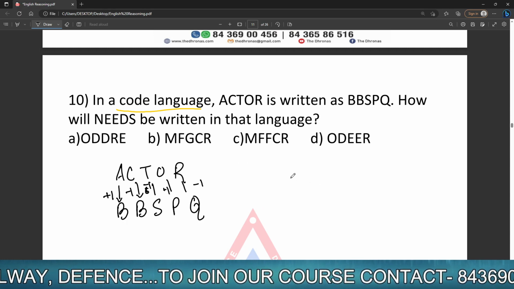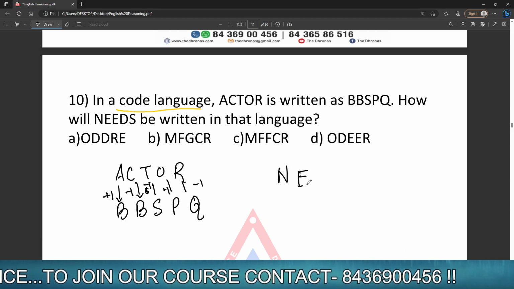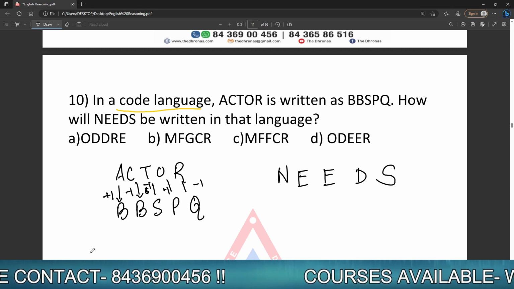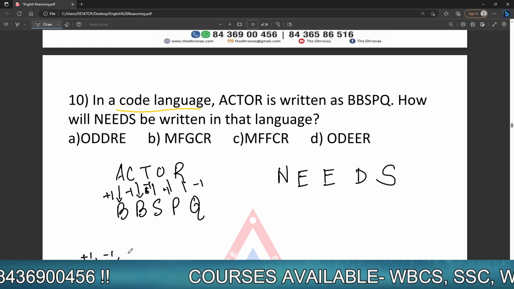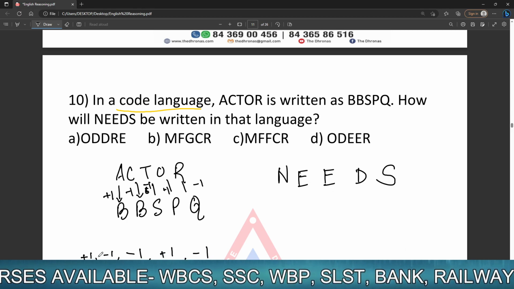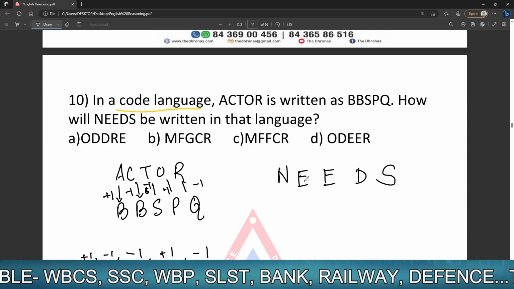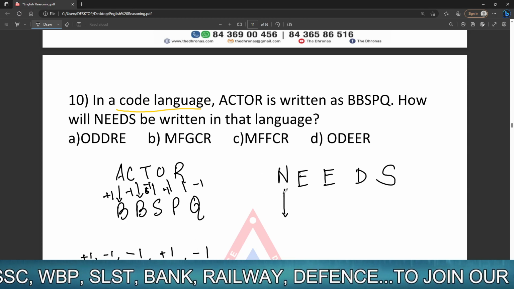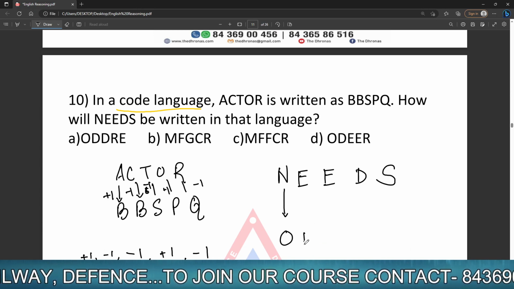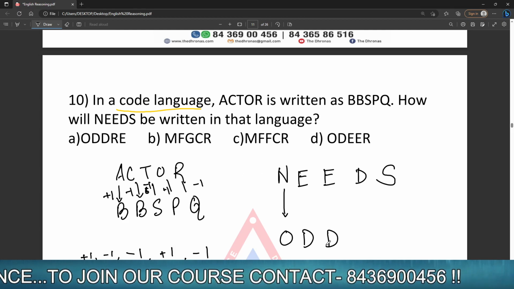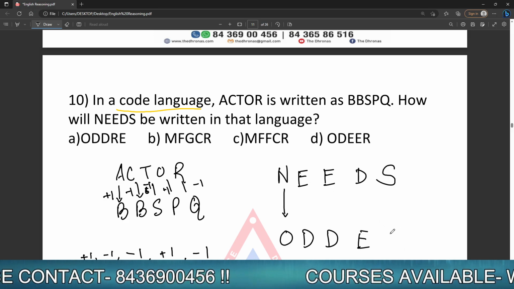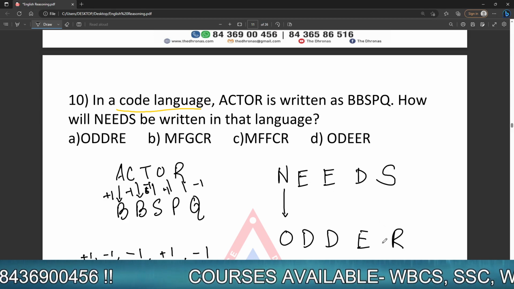Okay, so what does NEEDS require? If we go from this, it is given +1, -1, then again -1, then again +1, then again -1. If we go with this, +1 means O, -1 means D, again -1 means D, again +1 means E, again -1 means R. So the answer should be O, D, D, E, R.